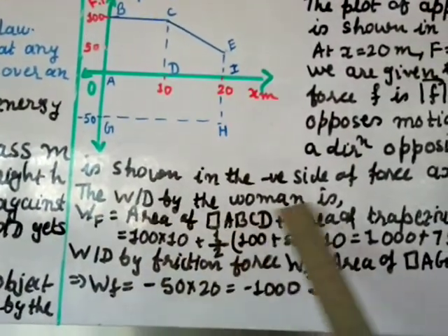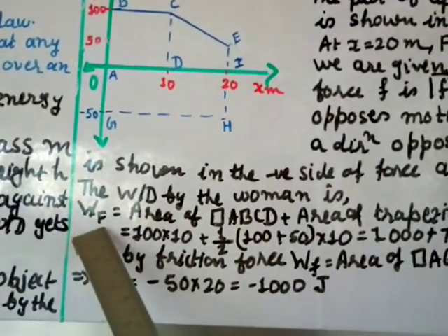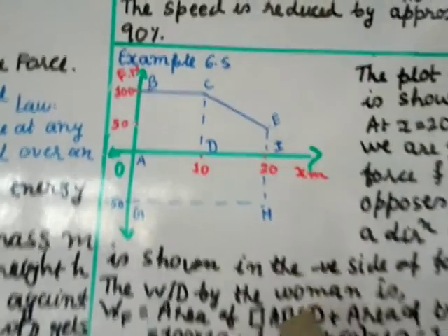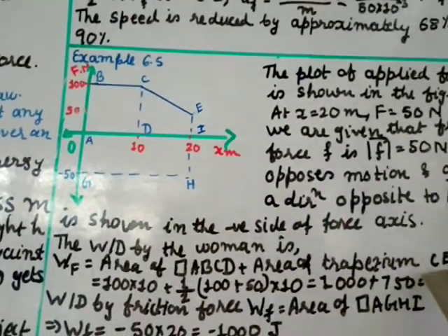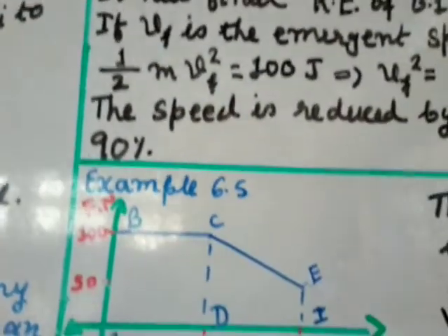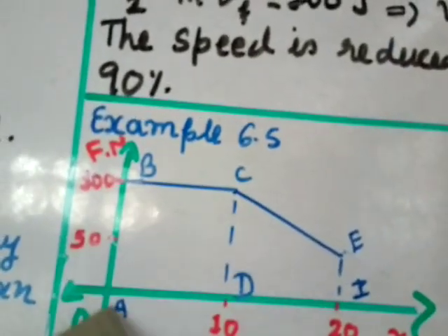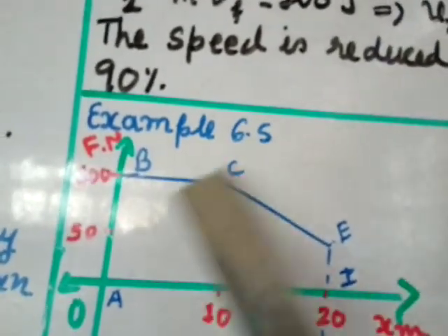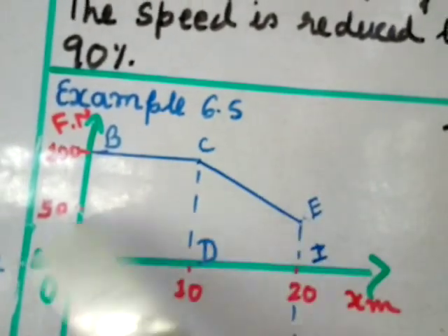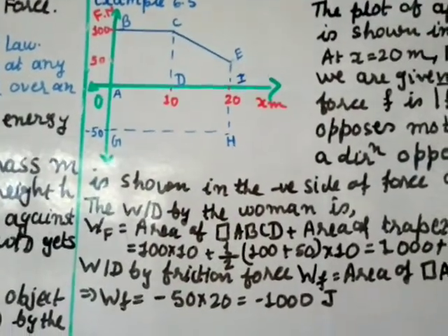The work done by the woman, the work done by the force W_F, is equal to the area of ABCD plus the area of the trapezium CEID. The work done by the woman is the area of this rectangle ABCD and the trapezium CDIE. These two, this is the trapezium and this is the rectangle. So that is the total work done by the woman.